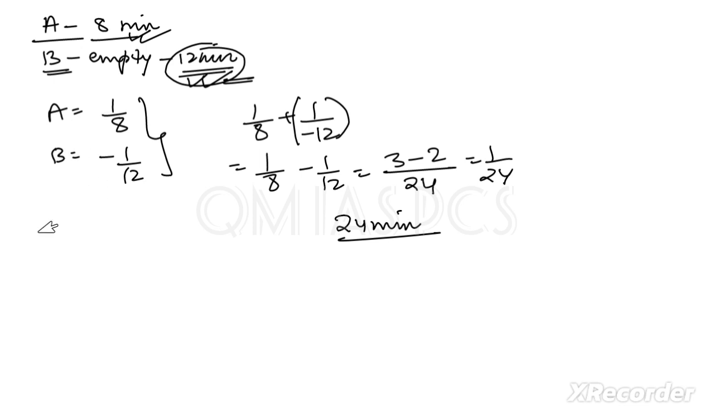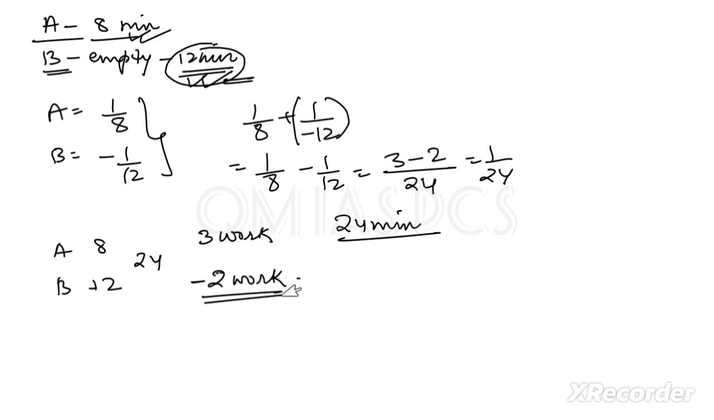If you want to solve through the second method, for A and B it is 8 and minus 12, or just write 12. What is the LCM of 8 and 12? It is 24. For A, the efficiency will be 24 divided by 8, that will be 3. So 3 parts of work can be done by A in 1 minute, and for B, 24 divided by minus 12 will be minus 2 work. So minus 2 work is done by B in 1 minute.